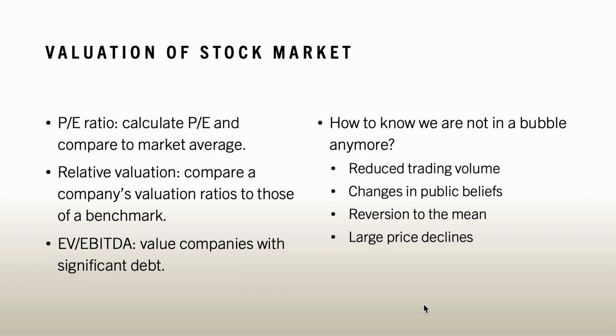The second sign would be changes in public beliefs, because people at first were really excited to buy those stocks, but media coverage might shift from the potential gains to the potential losses. The third sign would be the reversion to the mean, because stock prices begin to align more with their intrinsic value, and it's not as easy as before to be valued that much. And the last one would be a large price decline.